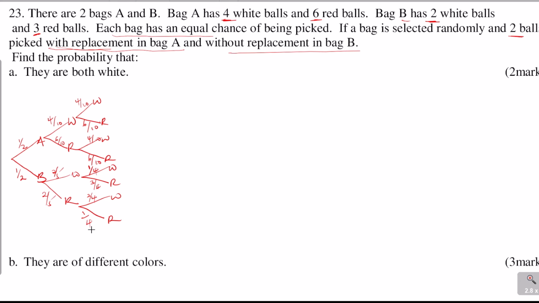Let me check this one again. Oh, so there were 3. I'm sorry, there's something I noticed here. I did not include the probabilities here. Sorry for that. Now for these, bag B has 2 white balls and 3 red balls. So the probability of picking a white ball will be 2 over 5. That is the first pick. Then the probability of picking a red ball, the reds are 3, so this will be 3 out of 5.